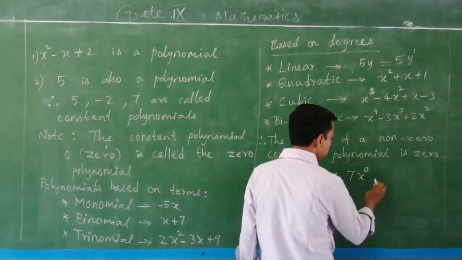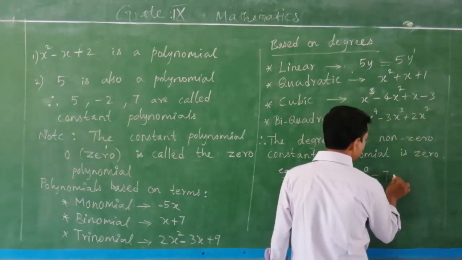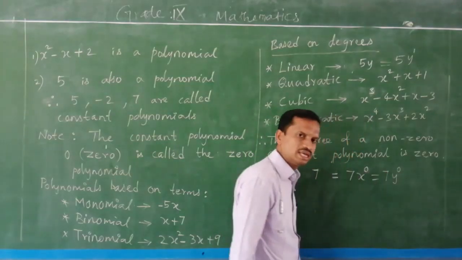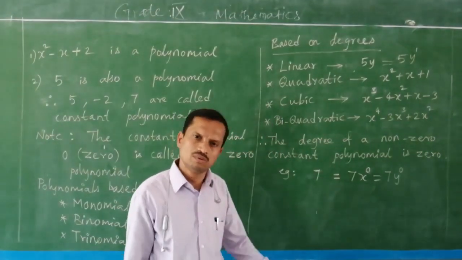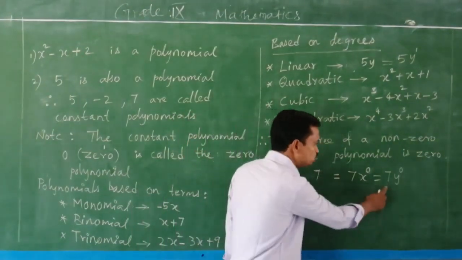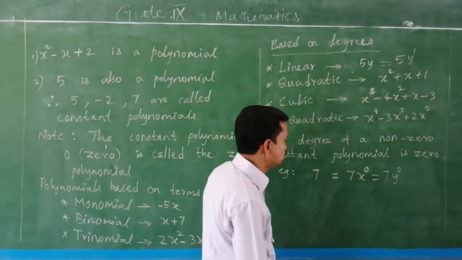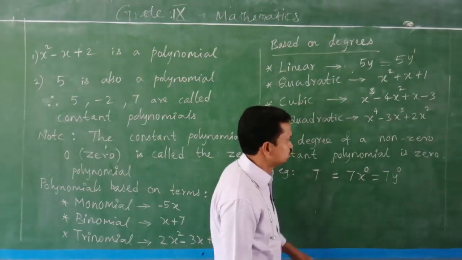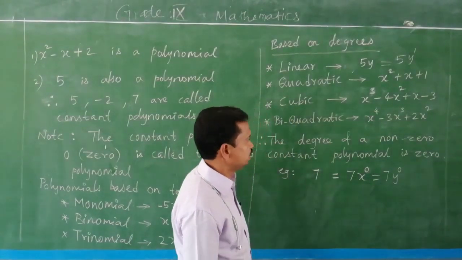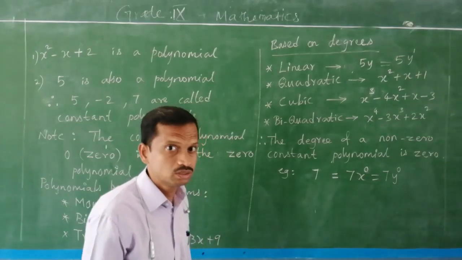You can write with any variable, you can write 7 y power 0. Like that, with any variable you can write whose value is 1 only. 7 into 1, so it becomes only 7. So generally we can say the degree of a non-zero constant polynomial is 0.